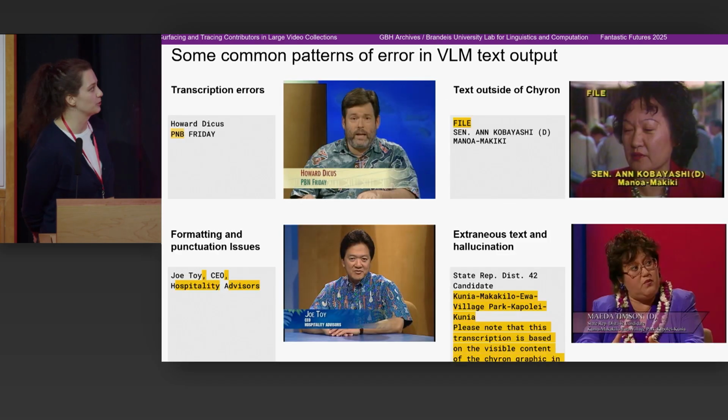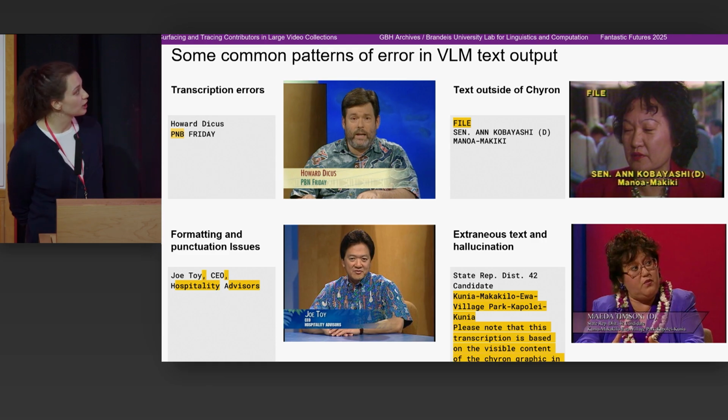And here are some examples of the types of errors we saw. So in the top left, transcription errors. Here, when we see acronyms, that's a common place we would see errors because the vision language models often rely on some semantics of the text, and with acronyms, you kind of lose that.